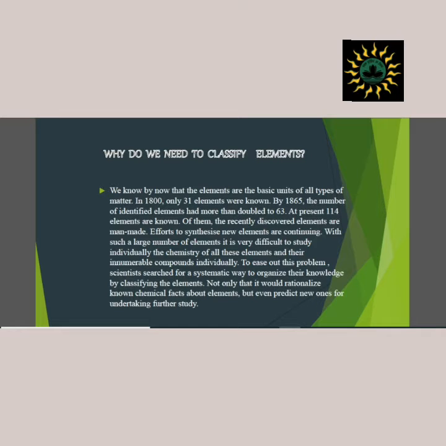Now, why do we need to classify the elements? We know that elements are the basic units of all types of matter. In 1800, only 31 elements were known, so it was not difficult to know all of them during that period. By 1865, the number of identified elements had more than doubled to 63. As the years went by, the number of elements increased. At present, we can say that a total of 118 elements are known.